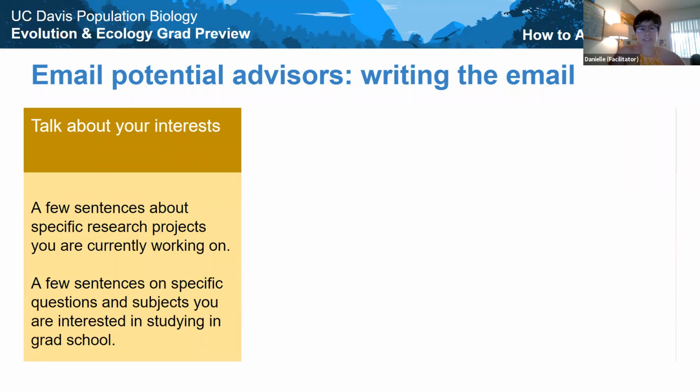Now, when you write this email, you are going to want to talk about your interests. So this may look like a few sentences about specific research projects that you are currently working on, and include a few sentences on specific questions and subjects that you're interested in studying in grad school, even if this is somewhat broad. So you want them to have an understanding of the types of perspectives and questions that you would potentially be contributing to their lab.